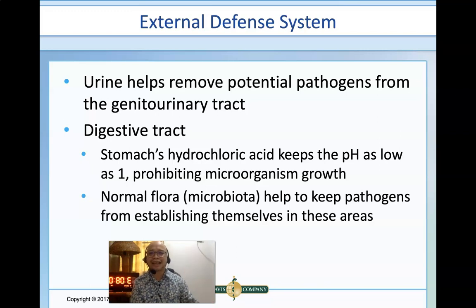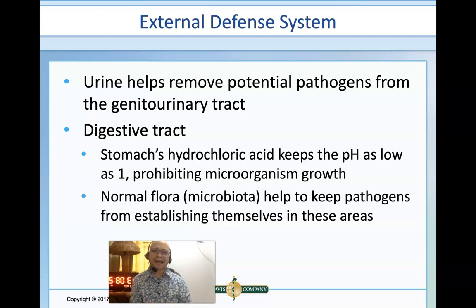HCl or hydrochloric acid will keep the pH as low as 1? Can you imagine? A pH of 1 is even enough to dissolve lead, that's how corrosive it is. So it will prohibit microorganisms from growing.